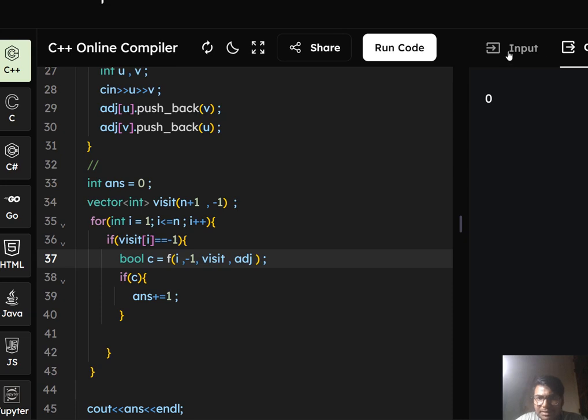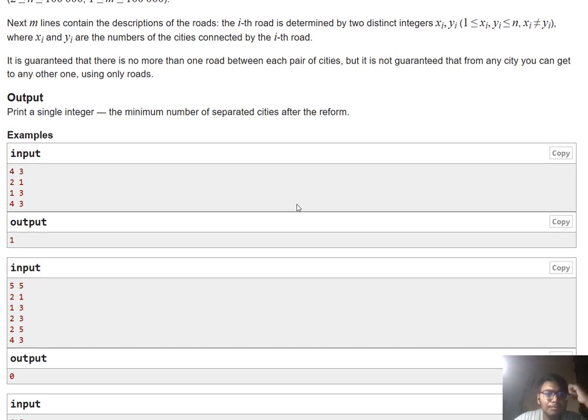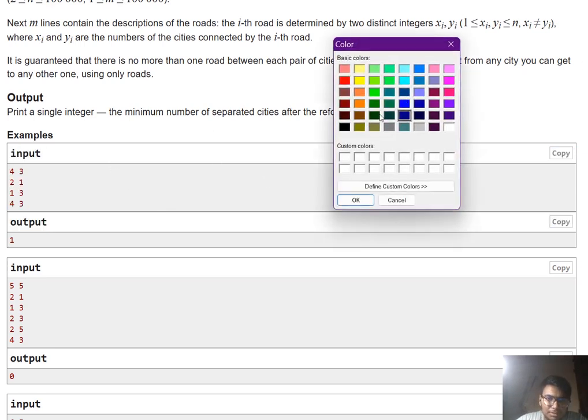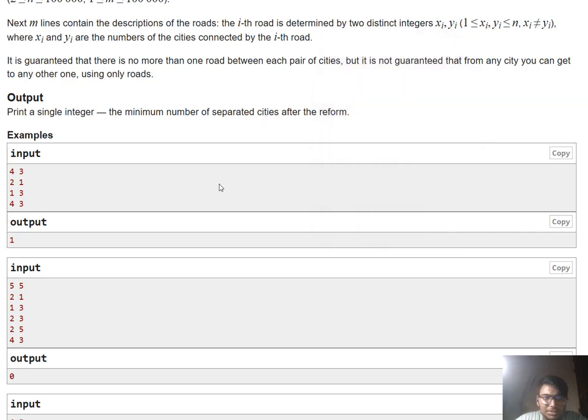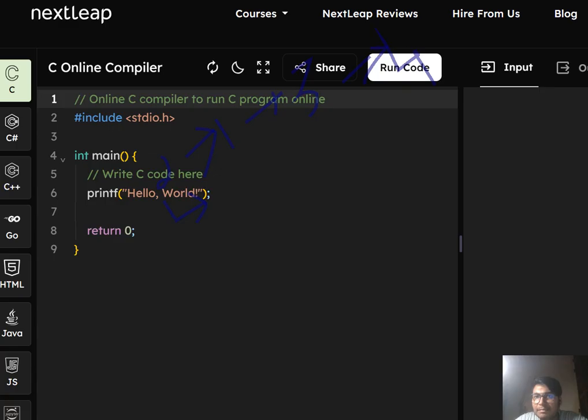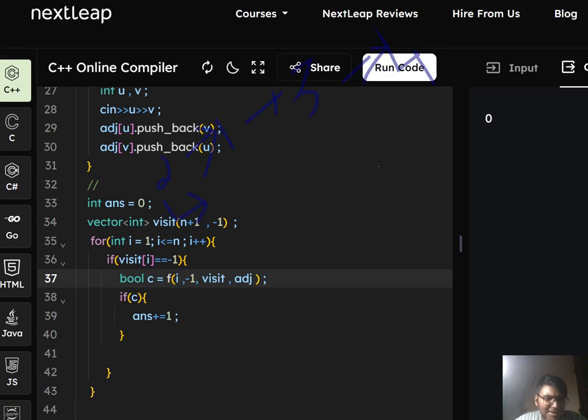I think it's running and it's printing a 0. What it should be is a 1. What was this test case, if you remember? Basically, 2 is connected to 1, 1 is connected to 3, this is connected to 4, and now this should be 1. I don't have any cycle, and my code is printing 0. I don't know what's happening.